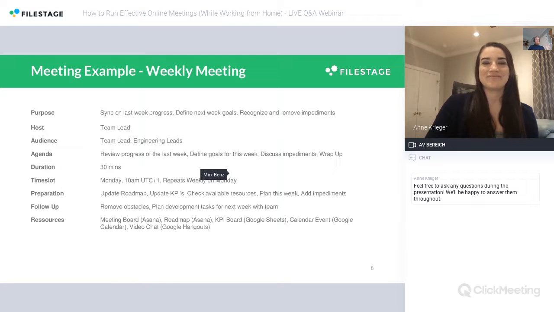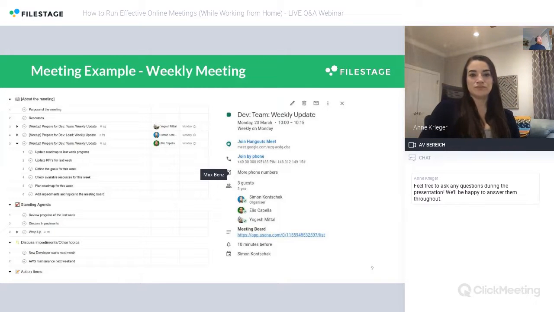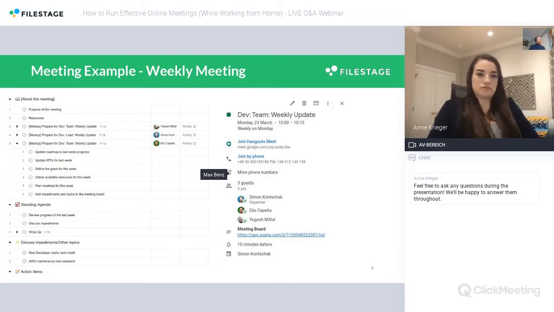So to make it a little bit more clear, I brought a screenshot of our meeting board. What you can see here is an about the meeting section. We have the purpose of the meeting, always available there for everyone joining. We have a resources task in which we link the KPI board, the roadmap, and everything. Then we have these preparation tasks popping up each Monday, so that you can prepare. Inside this preparation task, we have all these things that I already explained.